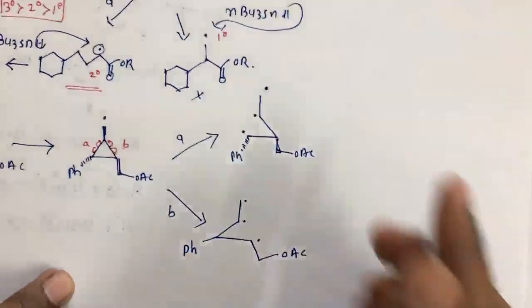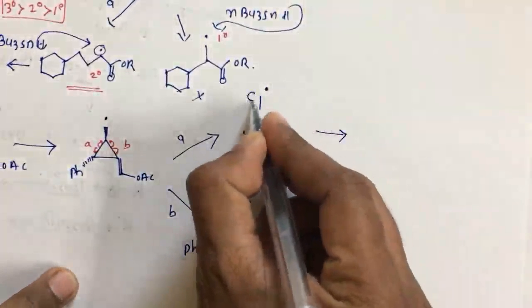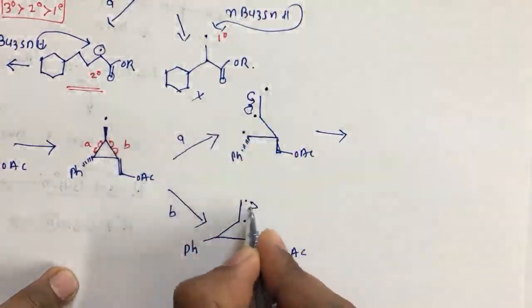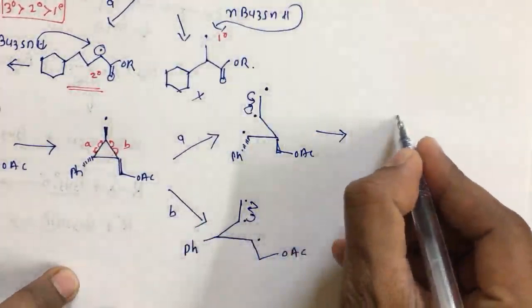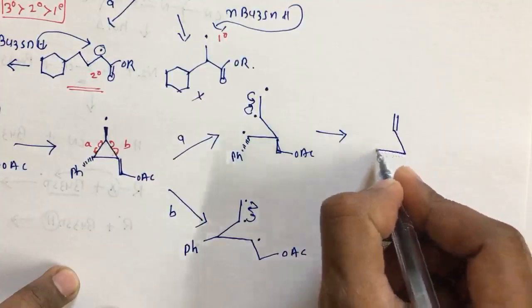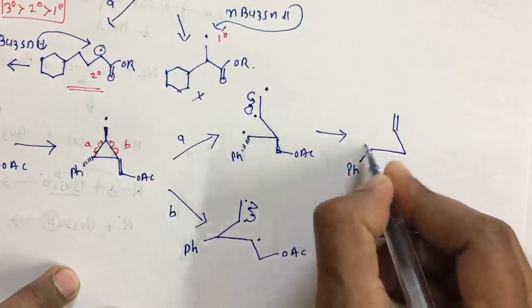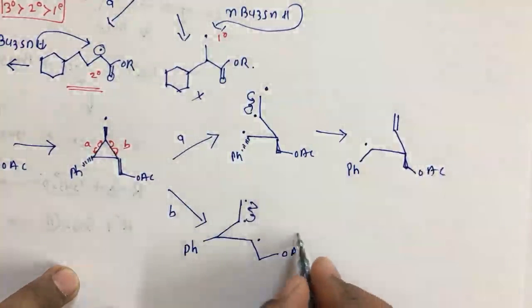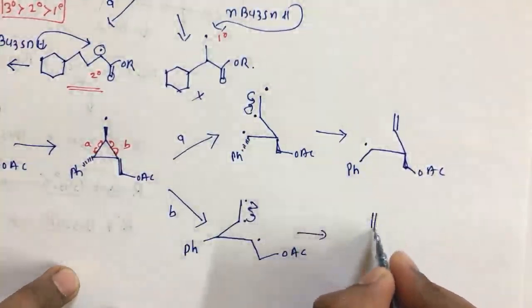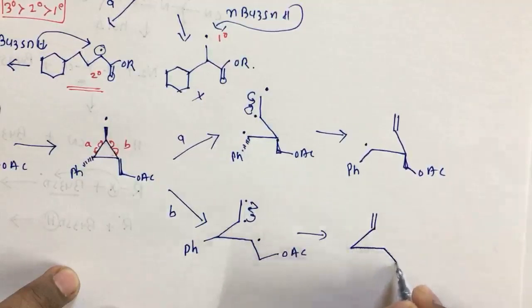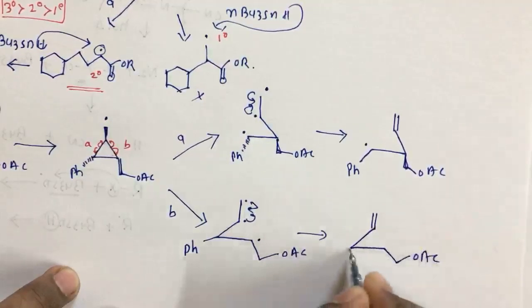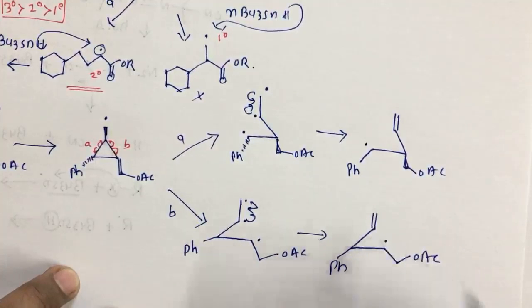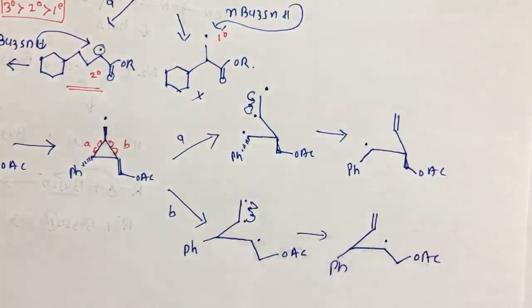and then these two form a bond and these two form a bond, and here we'll get this product, and here this product. Now which is major?